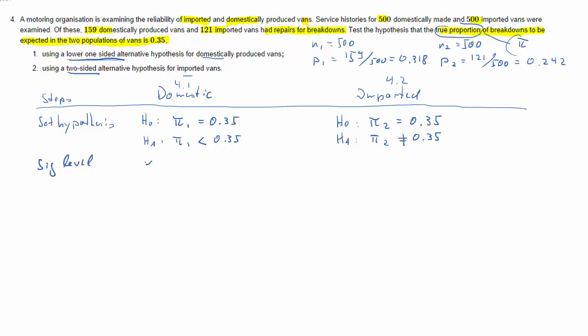So next step is to set a significance level. None was actually given here, so let's say we set a significance level of 1%. So here we set it ourselves. That's what you need to do if there's no information given.